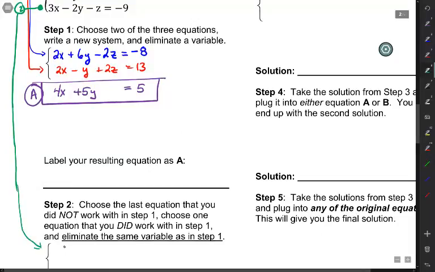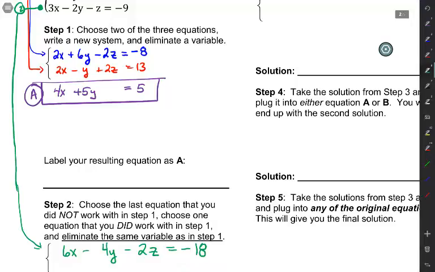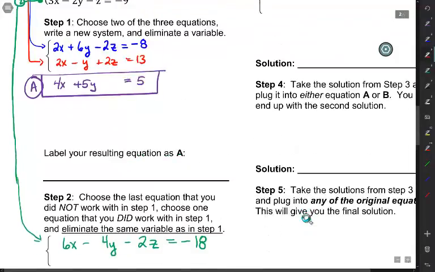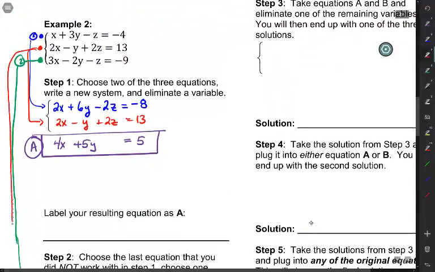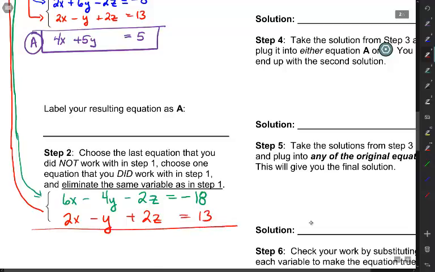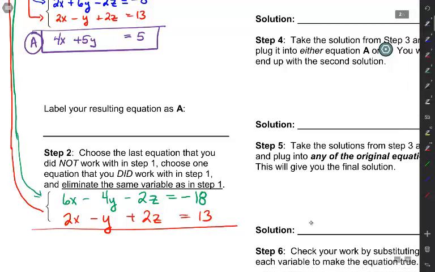All right, so 6x minus 4y minus 2z equals negative 18. Do you agree? Yes. And we're combining that with an unchanged red, true? Yes. So the red's going to come down as well: 2x minus y plus 2z equals 13. And there I see the positive 2z and the negative 2z, which was our whole purpose, Allison. So we combine these together.